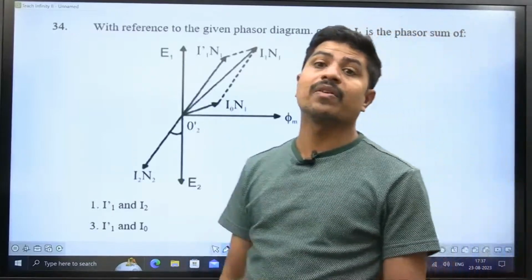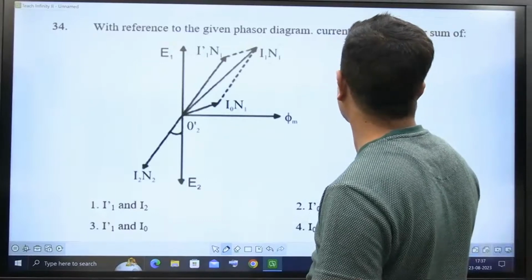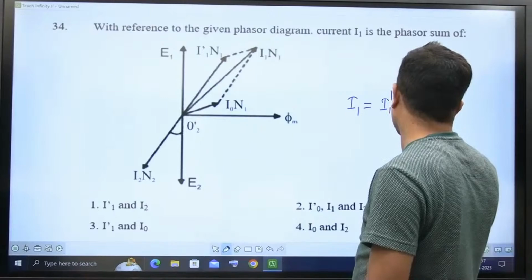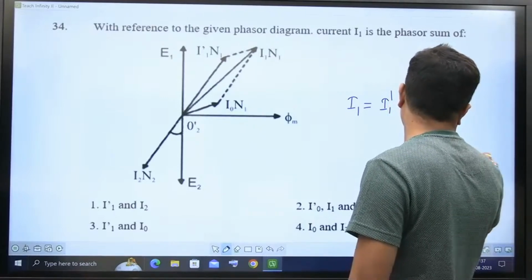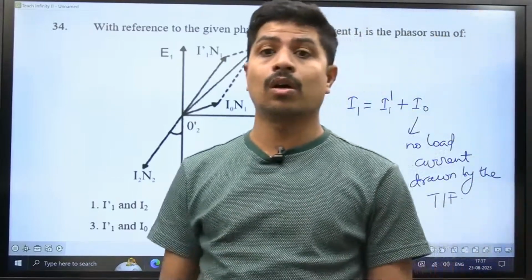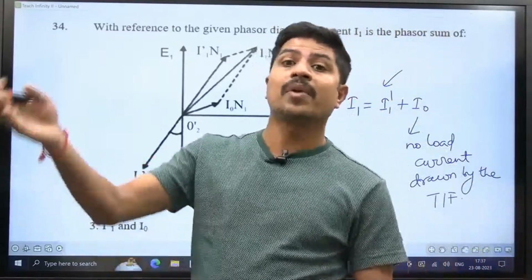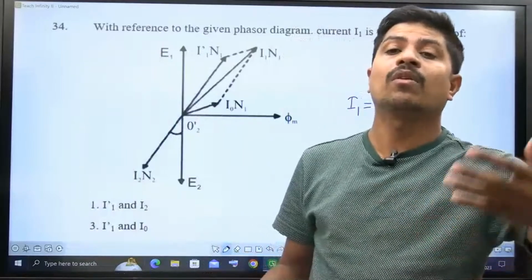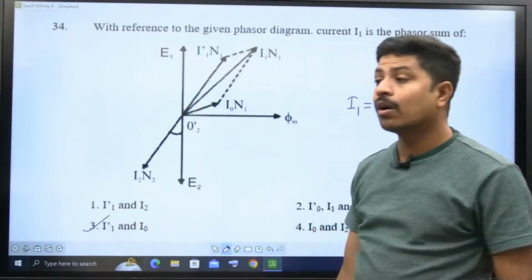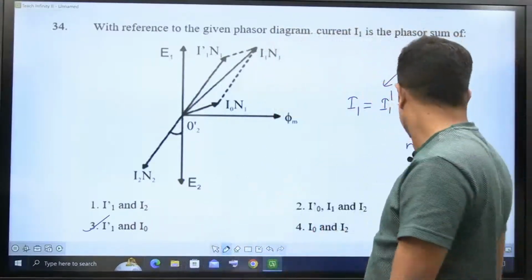Next question. This is the phasor diagram of a transformer. With reference to the given phasor diagram, current I1 is the phasor sum of I1 dash plus I0. This I0 is the no load current drawn by the transformer. You all know very well why a transformer draws no load current: to set up flux and to meet no load losses. This I1 dash is the load compensating primary current. Suppose you are keeping load on the secondary, then a compensating amount of current will be produced in the primary. So I1 dash and I0 carry their usual meaning: I1 dash is the load compensating primary current, I0 is the no load current. Let's go to the next question.